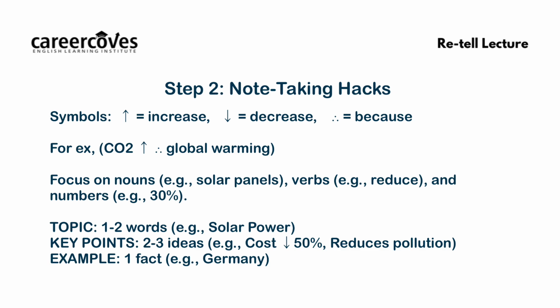For example, if the lecture says solar power is now 50% cheaper than coal, many countries like Germany use it to reduce pollution. Topic should be written as solar power. Key points should be like cost decreased 50%, reduces pollution, and example should be written as Germany. These keynotes will help you to remember your answer during those 10 seconds of preparation time.